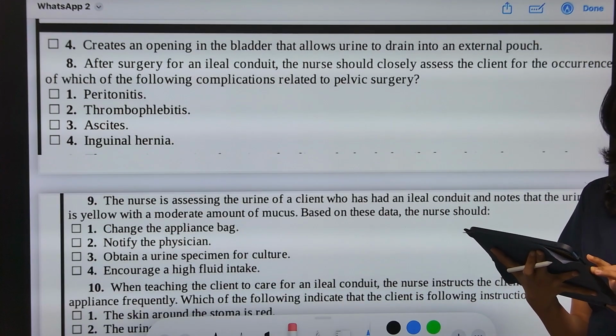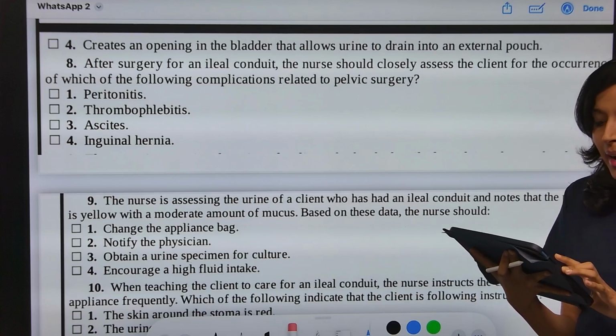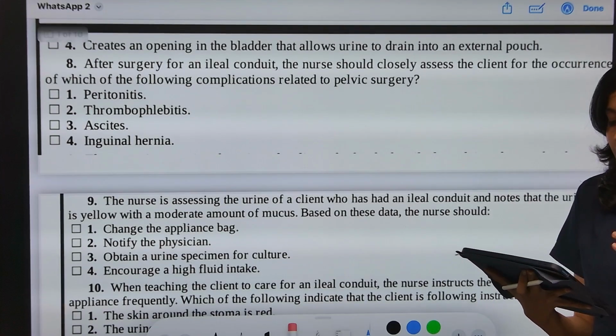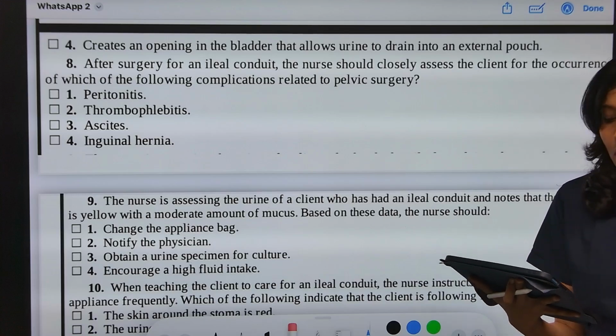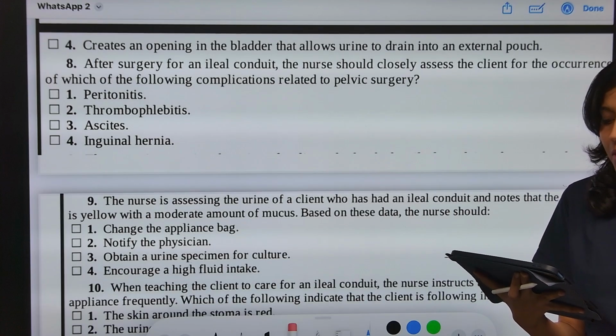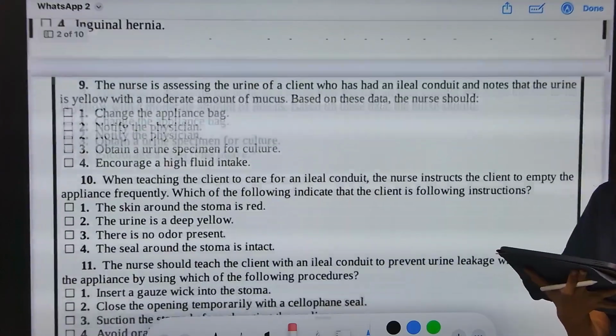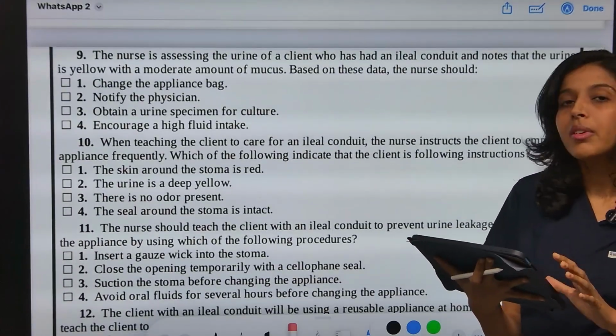The right answer will be answer number 2, that is thrombophlebitis. That is the clot formation in the veins. So it is a pelvic complication that mainly occurs after the ileal conduit surgery in the pelvis. Now question number 9 we will discuss.